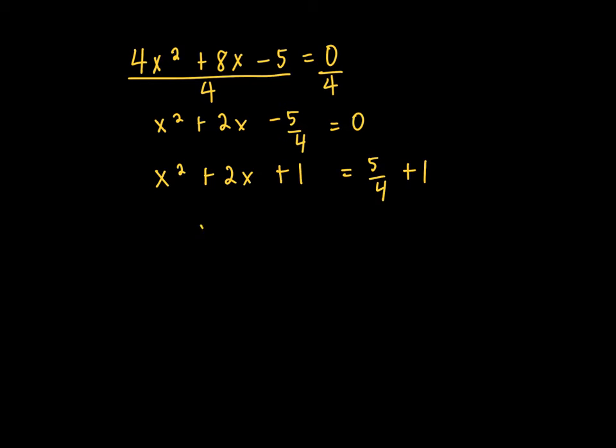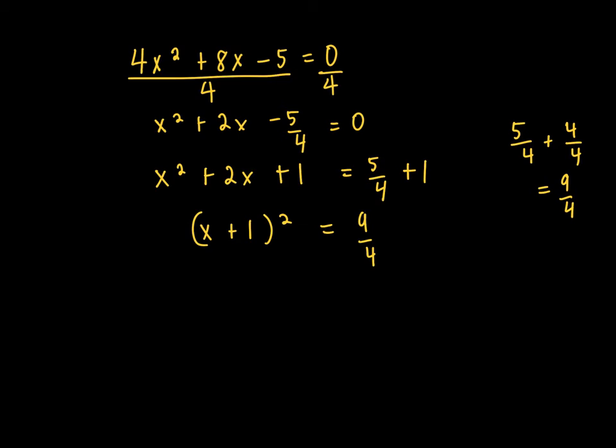Okay, you should have gotten x plus 1 quantity squared equals 9/4. Now, if you forgot how to add fractions to a whole number, you simply have to do 5/4 plus, make 1 whole into 4/4, and that will give you 9/4. Okay? Okay, next, what do you have to do?